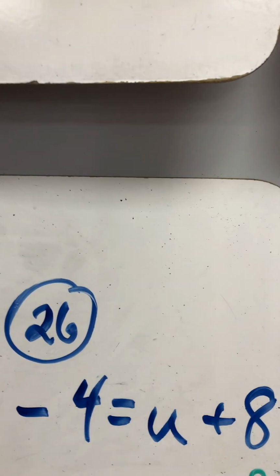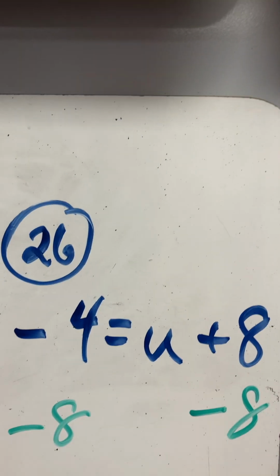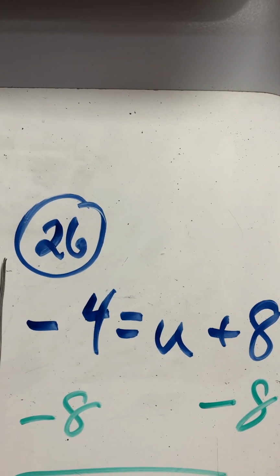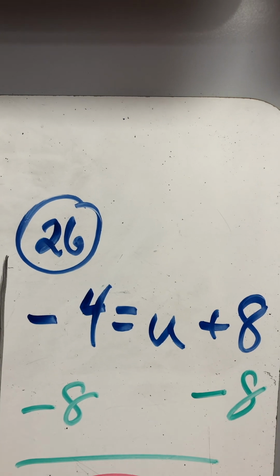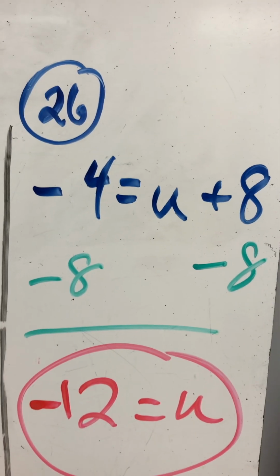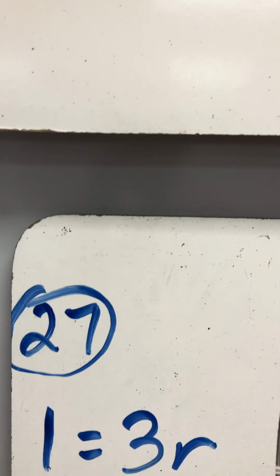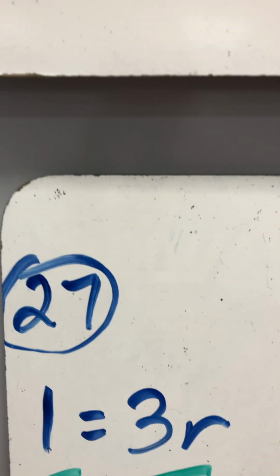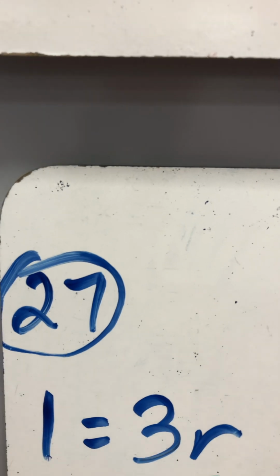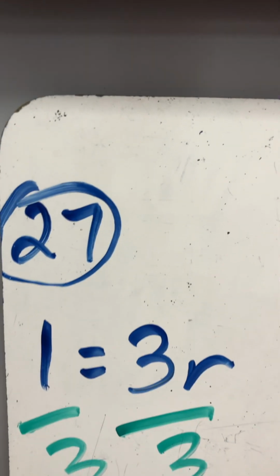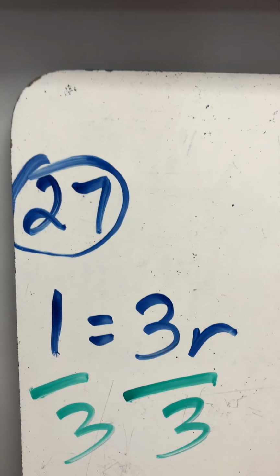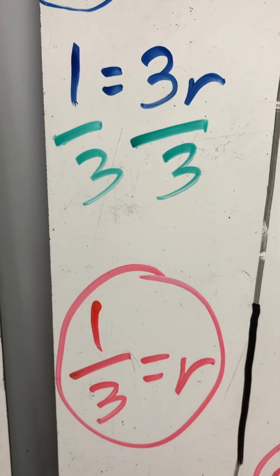Negative 4 equals u plus 8. Minus 8 from both sides. Negative 4, negative 8. Signs are the same. Add, keep the sign. Negative 12. What if you have 1 equals 3r? This is r times 3. How do you get rid of times 3? Divide 3. What's 1 divided by 3? 1 divided by 3. Done.